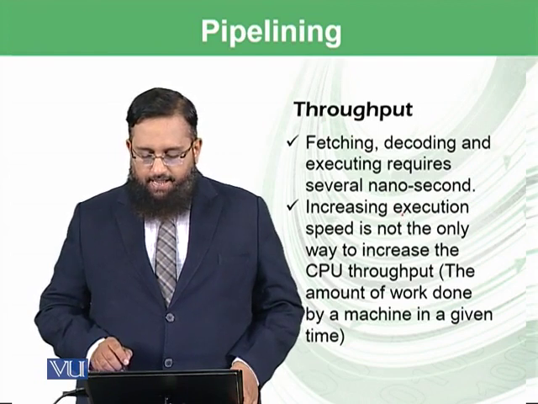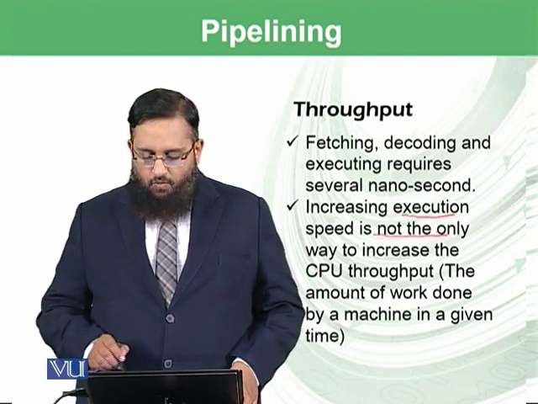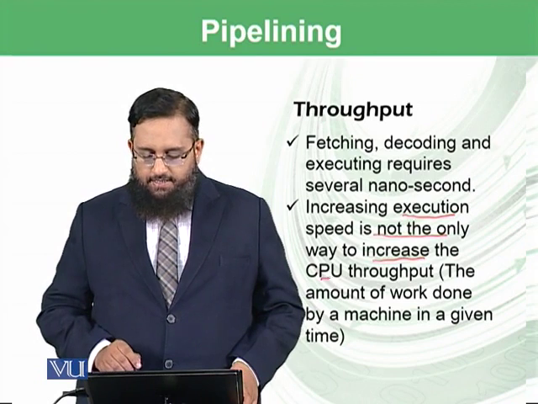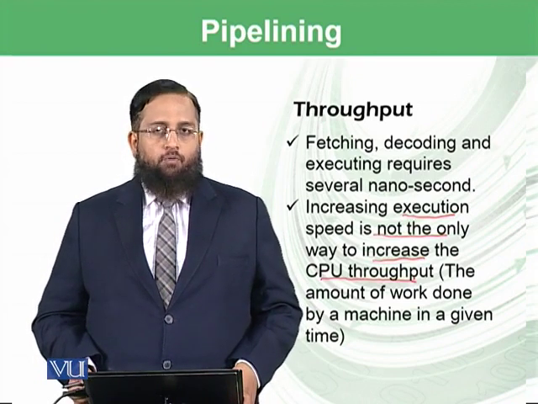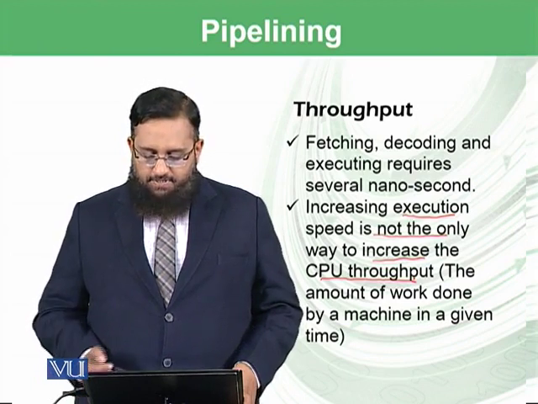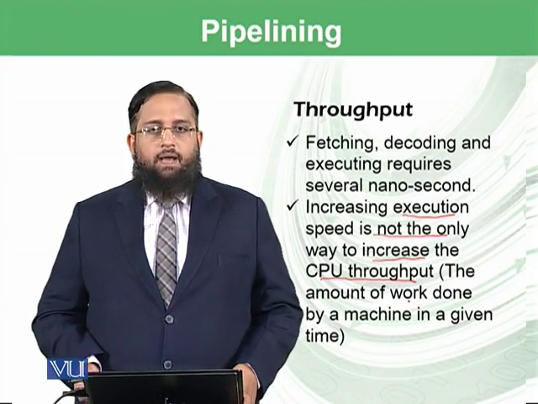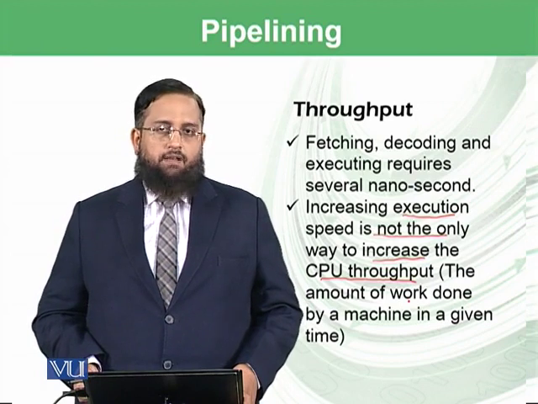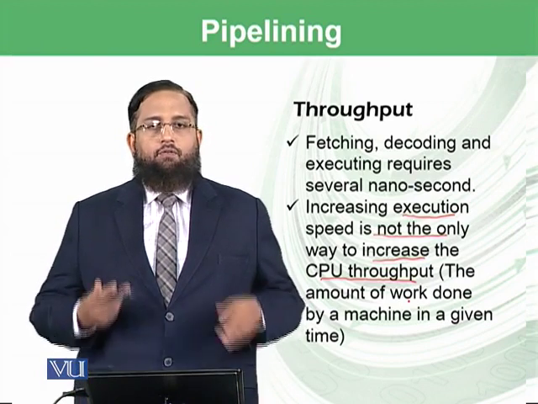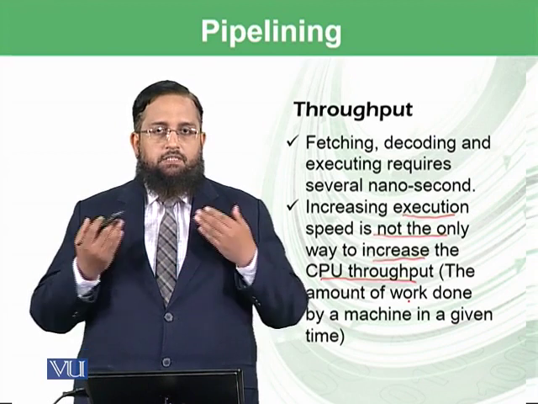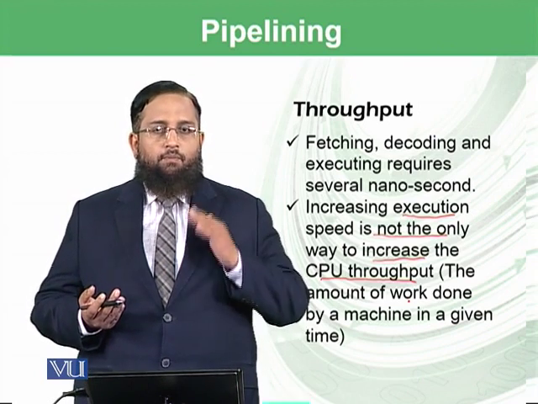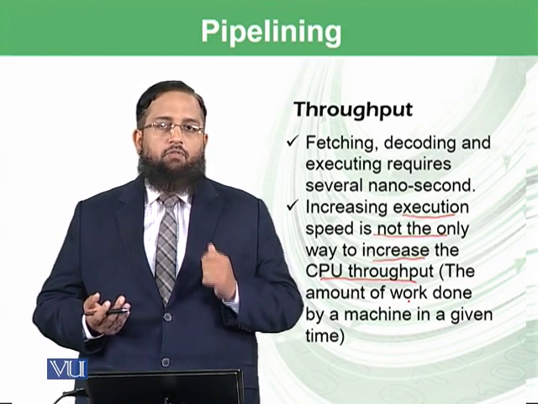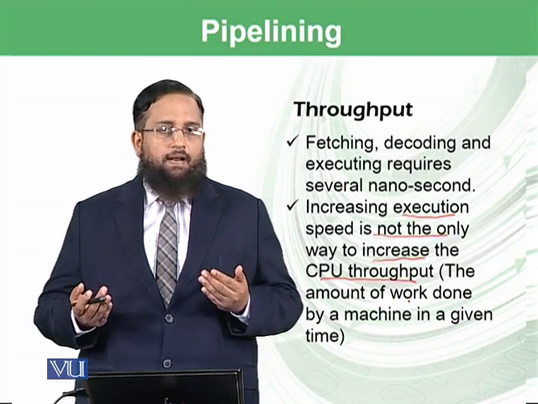So increasing execution speed is not the only way to increase the CPU throughput. First of all, we should define what throughput is. Throughput is basically the amount of work done by a machine in a specified time. So for example, if you want to increase the speed of the computer, one way would be to travel faster than the speed of light, which is not possible at the moment.